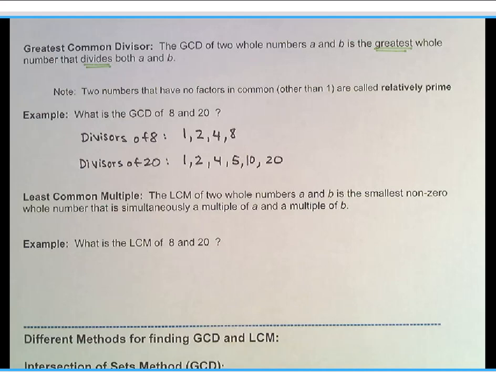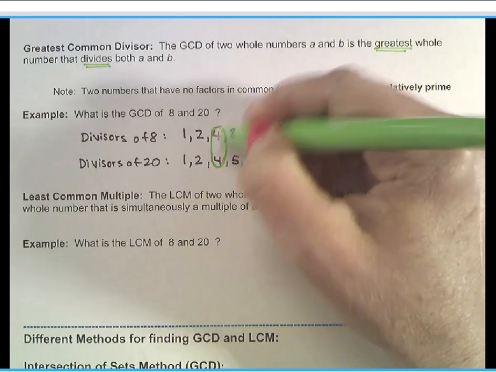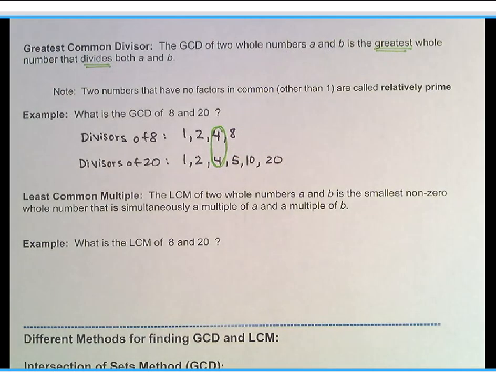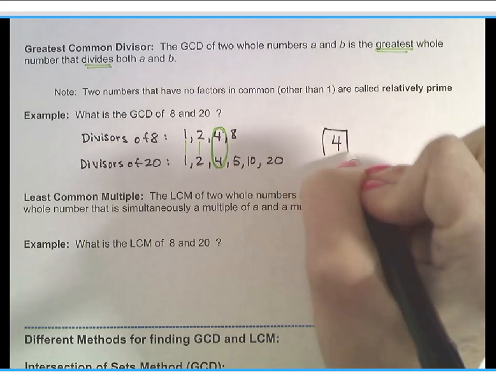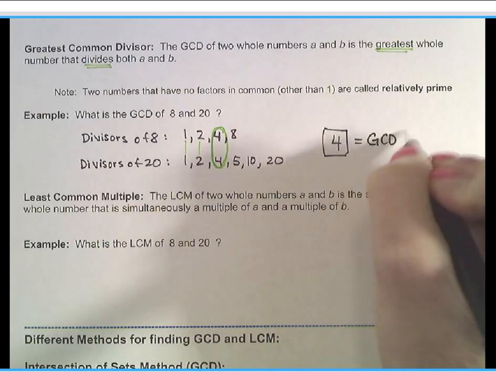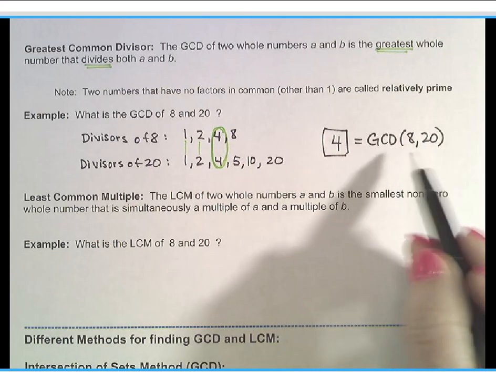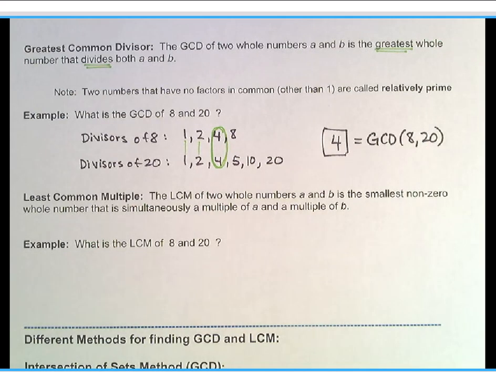So maybe you thought about it and you already knew what the answer was, but it does appear that 4 is the biggest one that they have in common. They also have 1 and 2 in common, but the biggest one that they have in common would be 4. So the GCD would be 4. And we write that GCD(8, 20), like in parentheses with a comma separating them. That's how we write that. So we say it's 4.